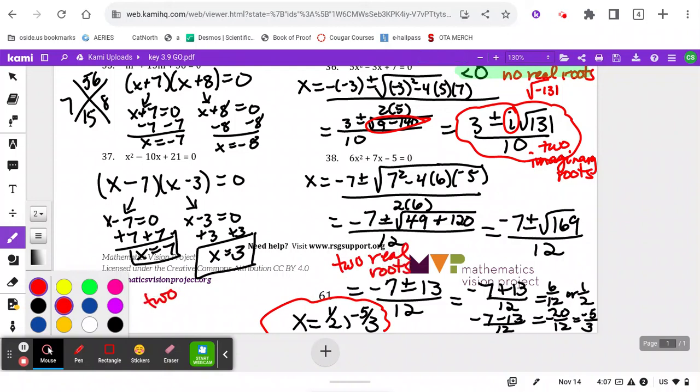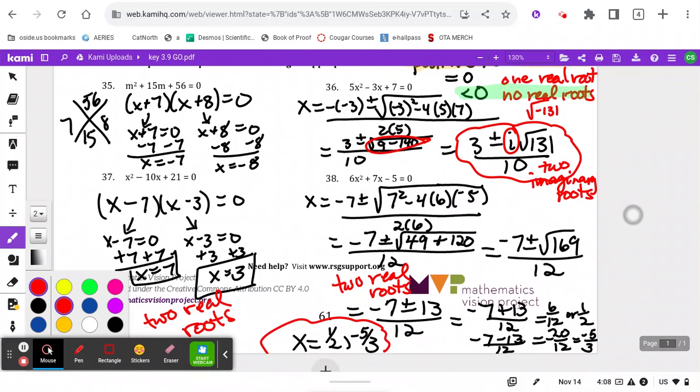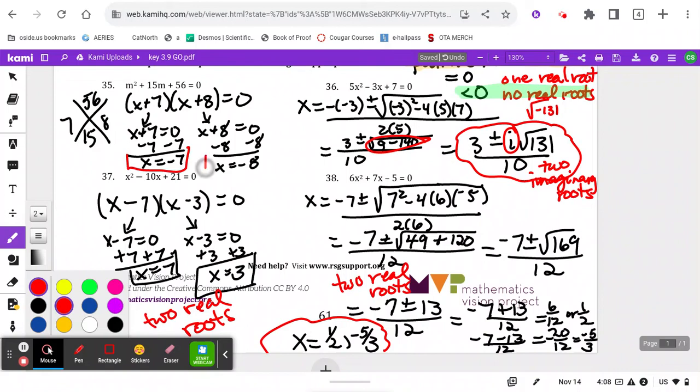This one over here also had two real roots. How are you doing? Are you getting good at the factoring? Are you getting good at the formula? This is two real roots. And it was only this one that had two imaginaries using our new fancy letter I.